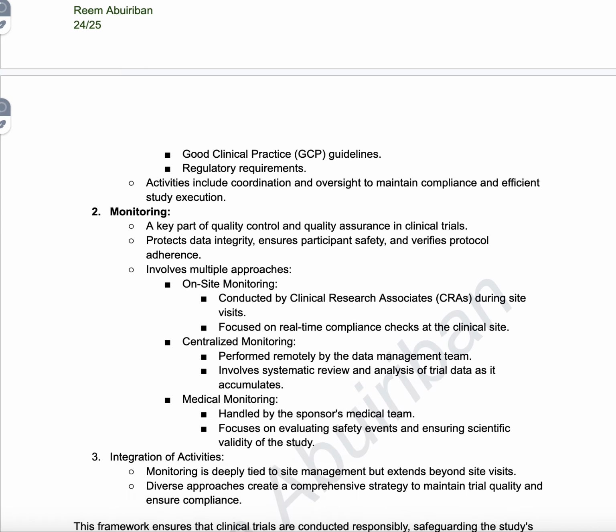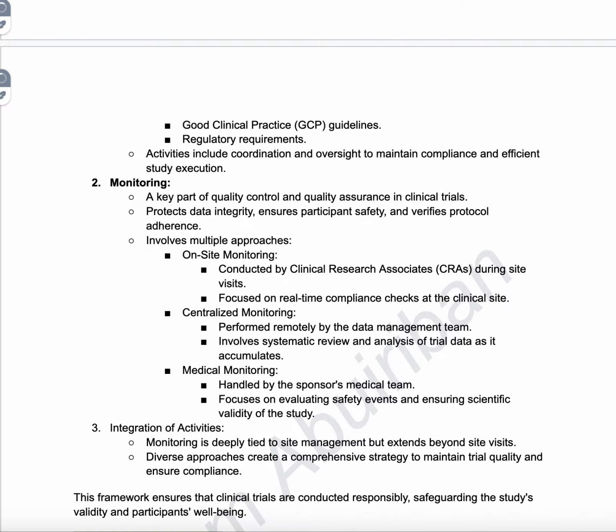Monitoring is a key part of quality control and quality assurance in a clinical trial. Monitoring is about quality. Remember that. It protects data integrity, ensures participant safety, and verifies protocol adherence. So the importance of monitoring is to protect data integrity, ensure participant safety, and verify protocol adherence. It involves multiple approaches: on-site monitoring, centralized monitoring, medical monitoring. We will discuss site management and monitoring in more detail, but this is just an overview.